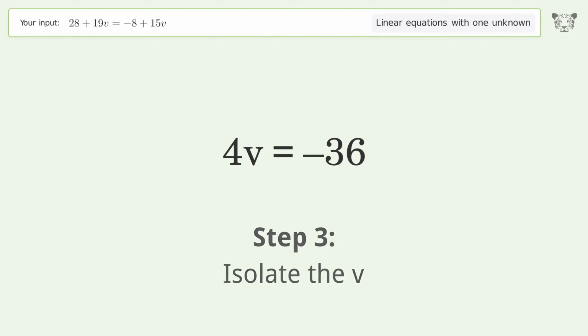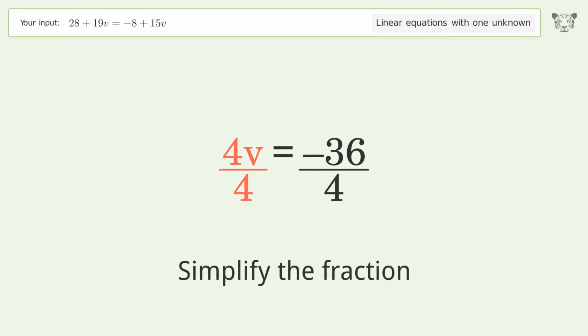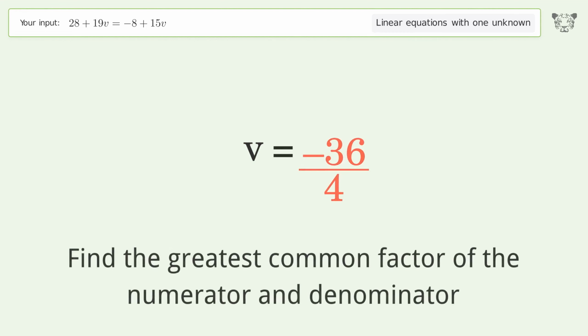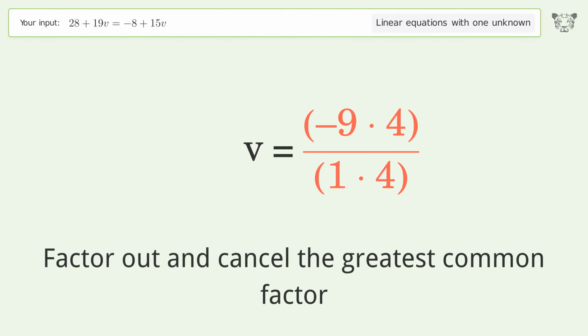Isolate the v. Divide both sides by 4. Simplify the fraction. Find the greatest common factor of the numerator and denominator. Factor out and cancel the greatest common factor.